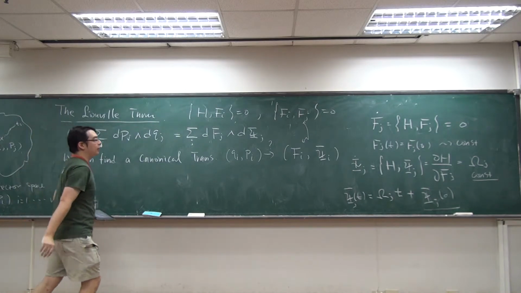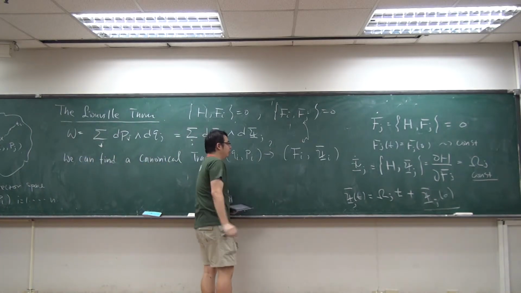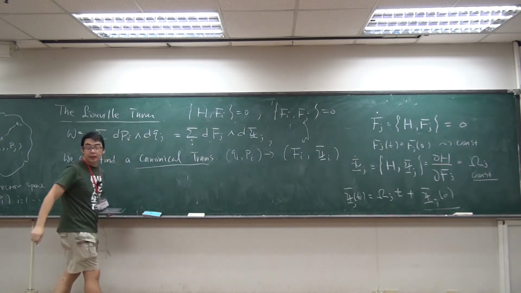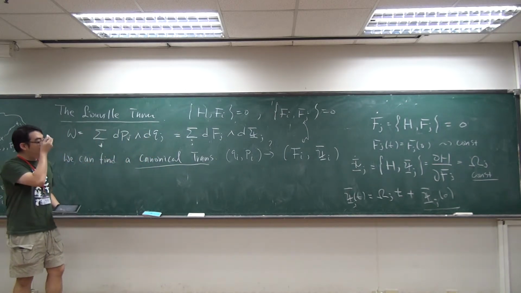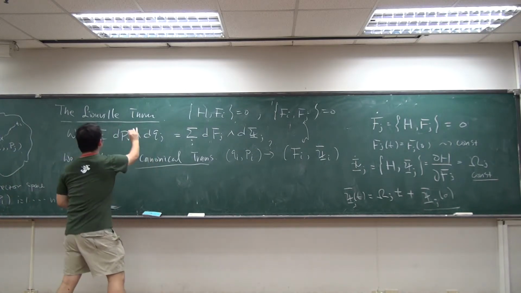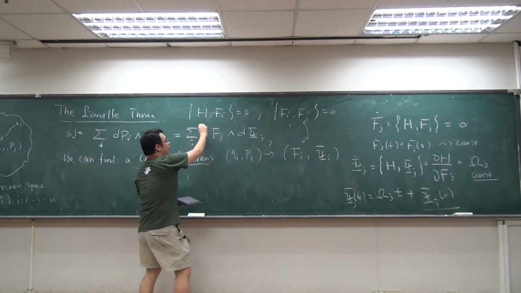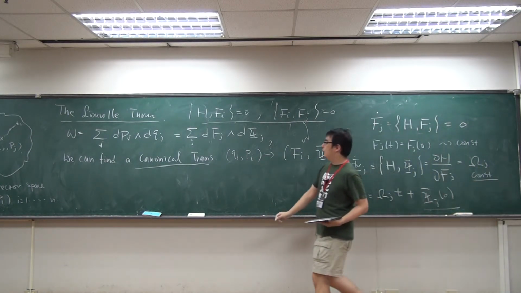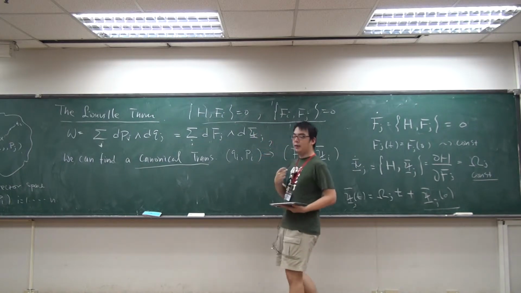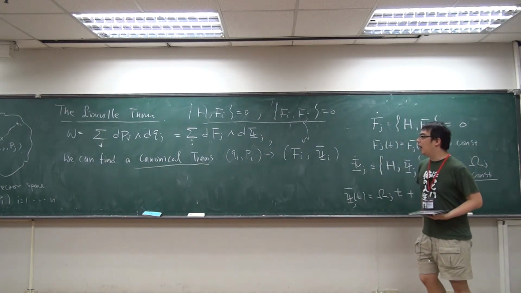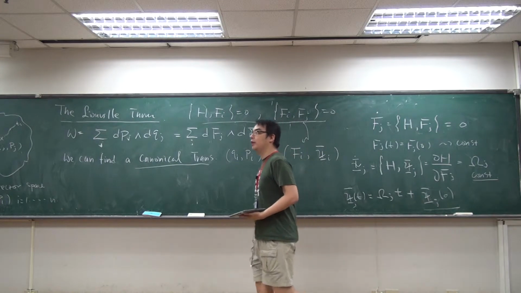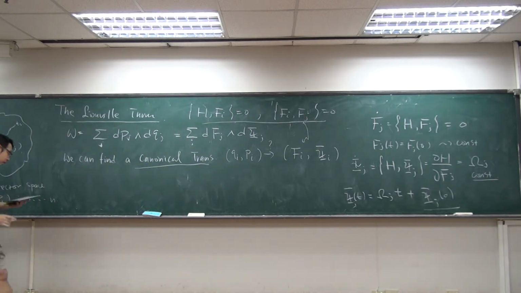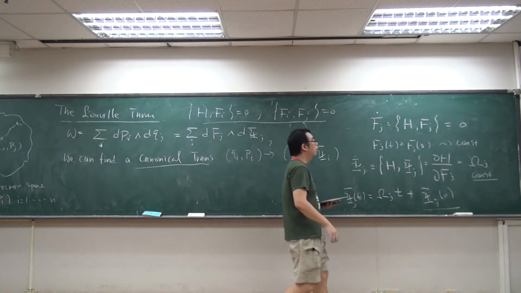And the punchline is, how can we find whether such a canonical transformation actually exists or not? The punchline of Liouville's theorem simply says that if the following condition is satisfied, then that implies the existence of such a canonical transformation. That basically proves and shows the existence of those guys.